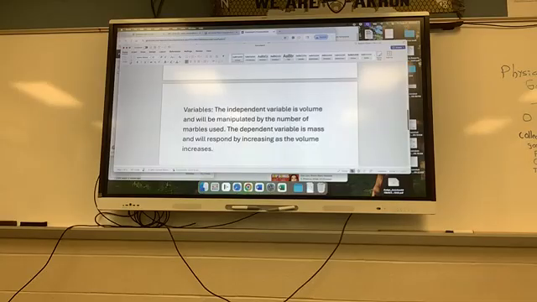What about controls? Controlled variables. That is not spelled right. I cannot spell today. Controlled variables. I don't think temperature is going to have an effect on this lab. What's going to have an effect? What should stay the same? Yeah, that's good. The amount of water. What else?